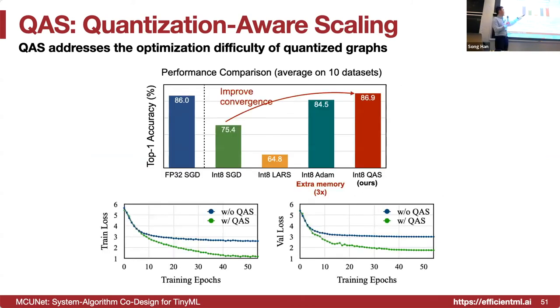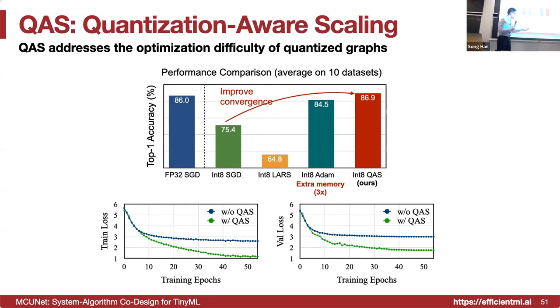So now we can compare the accuracy with the full FP32 SGD. Previously, we lose accuracy after using INT8 quantization for training, but now we can fully recover the accuracy using quantization aware scaling. Compared with other methods like Adam, you may have used this Adam update function, but it requires actually 3x the memory, since we have to store those states. And also the LARS method, layer-wise adaptive learning rate, actually they both have worse accuracy.